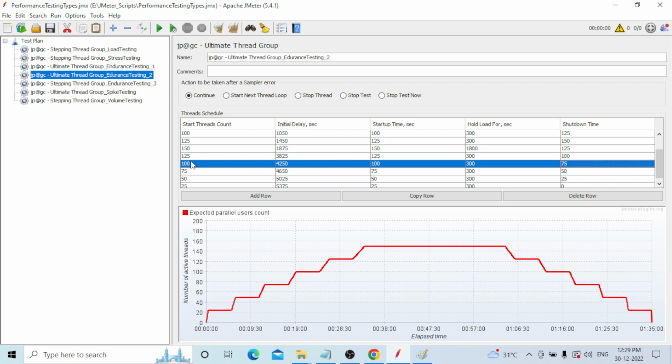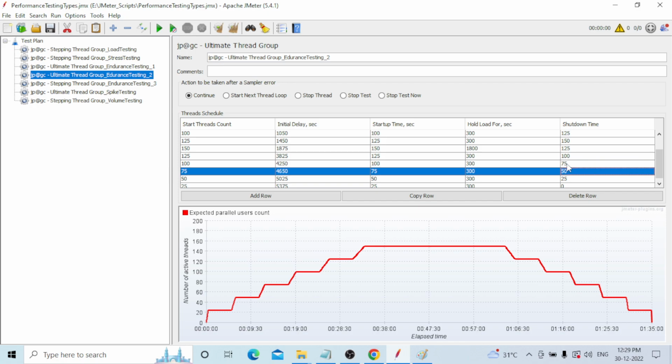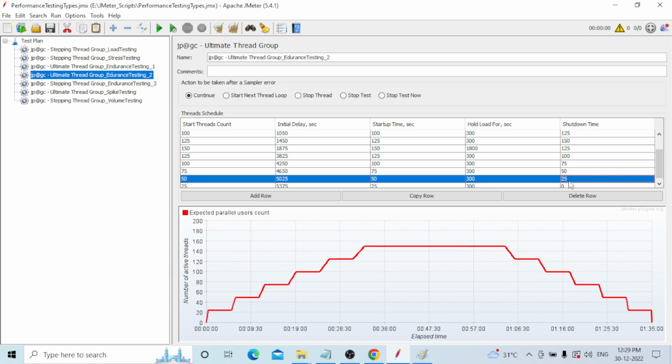After 100 minus 25, 75 you can give, and the same 75 in this place. This one also 75 only. This one: 4250 plus 100 plus 300, total 4650, done. Same period 300, 75 minus 25, 50. After 50, the same value 50 you can give. This one: 4650 plus 75 plus 300, total 5025.